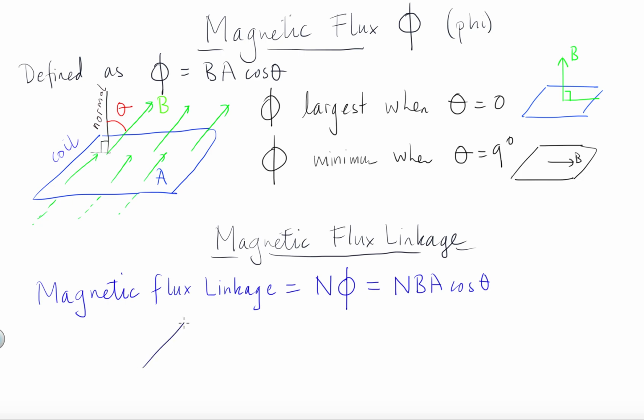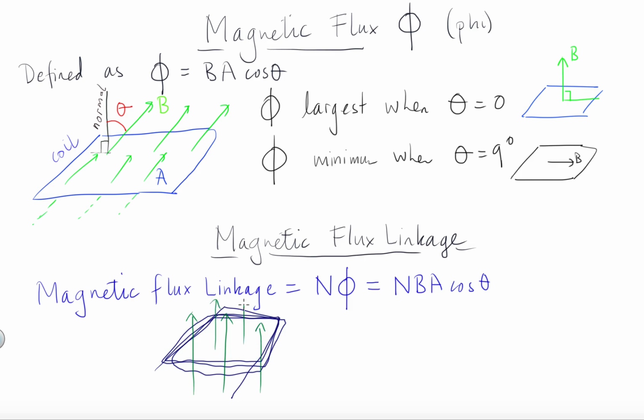So therefore, instead of just having one coil, we would have one coil, two coils, three coils, and so on, and then we'd have them being cut by a magnetic field B. And we're going to come back to these. These quantities are important when we come to talk about Faraday's law and induced EMF.